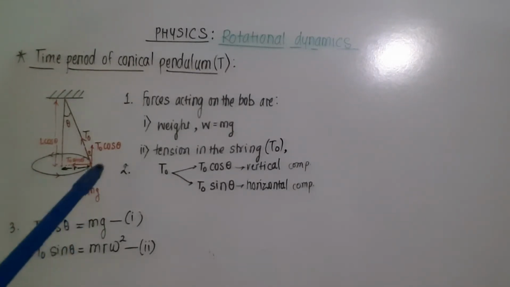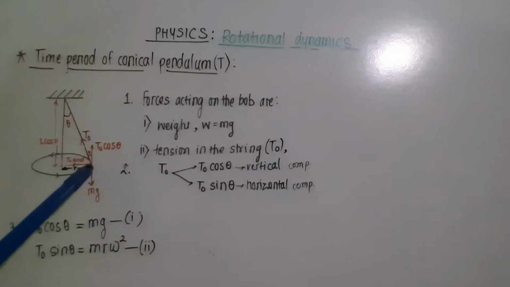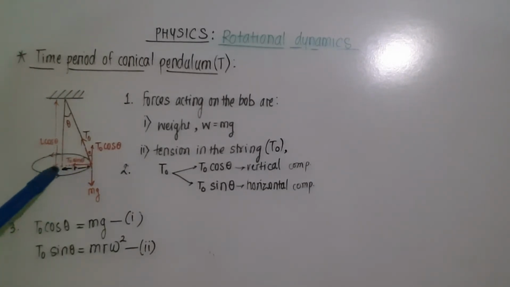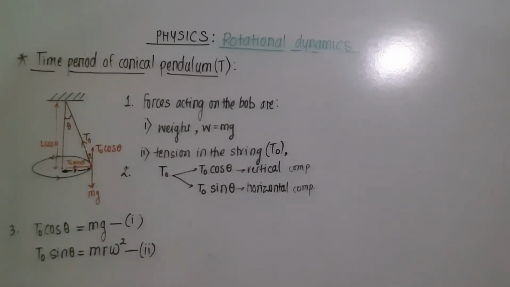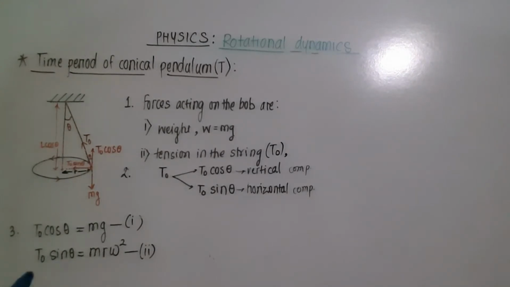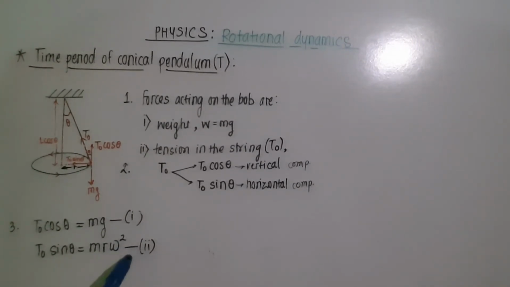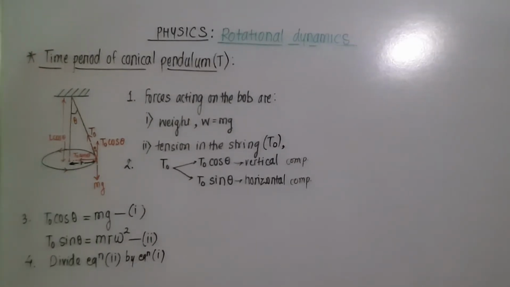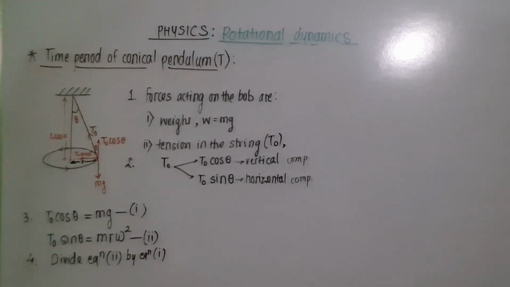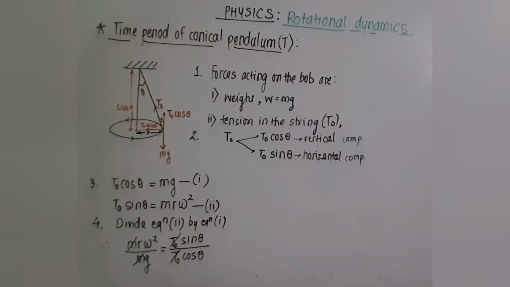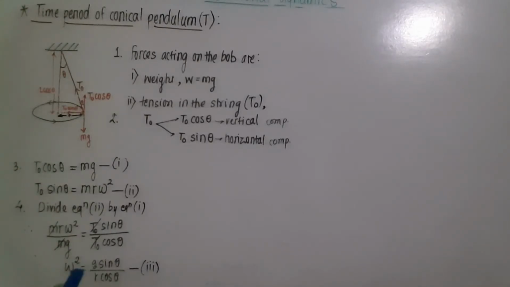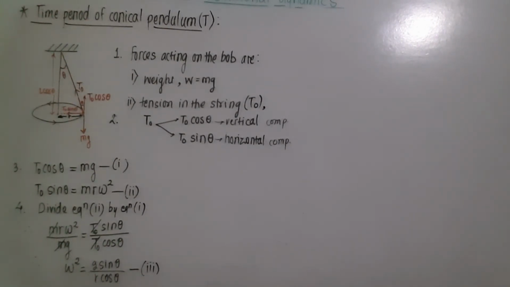Now from the diagram it is clear that T0 sin theta is the unbalanced force, and this is the resultant centripetal force required for circular motion of this bob. So we can write T0 sin theta is equal to centripetal force, and we know that the formula for centripetal force is m r omega square. Let this be equation 2. Divide equation 2 by equation 1 and we get, therefore, omega square is equal to g sin theta upon r cos theta. Let this be equation 3.